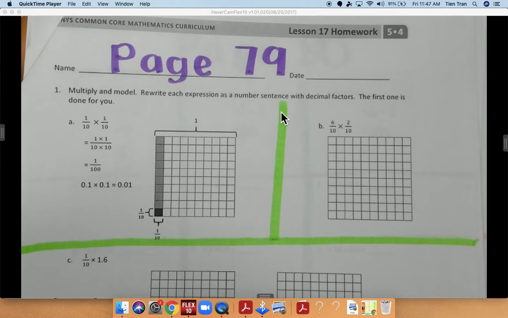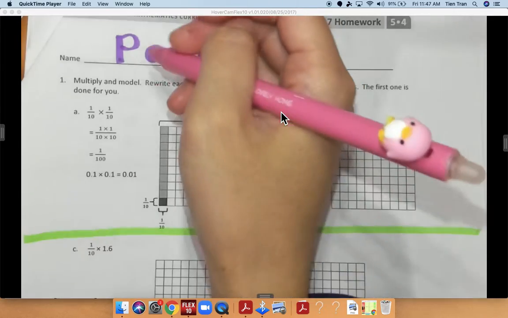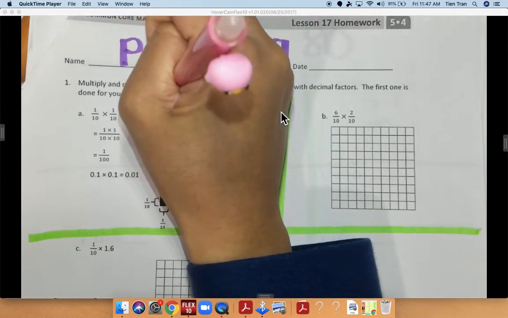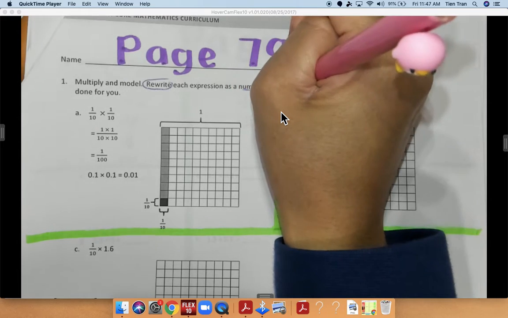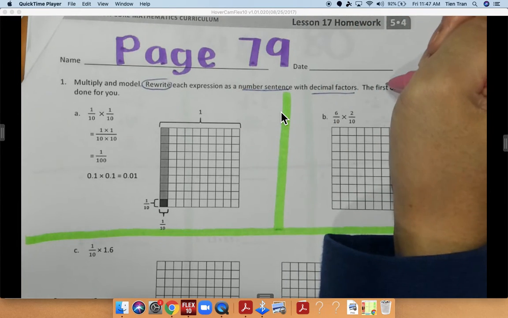Please make sure you are turning to the correct page. So it says right here, multiply and model. Rewrite each expression as a number sentence with decimal factors. The first one is done for you.